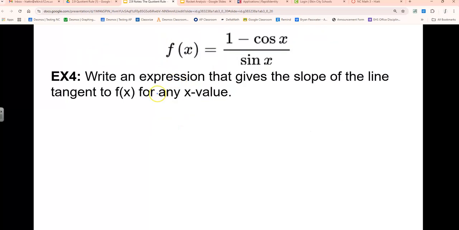Okay. All right. So here's our question. Now, I wrote it differently just because I want to expose you to several different ways that they may ask you to find a derivative. So they give you the function, and then instead of saying find f prime, they say write an expression that gives the slope of the line tangent to f of x for any x value. The slope of the line tangent to f of x is f prime of x, right? So they're just asking for the derivative here. So copy it down if you want, or don't, it's fine.